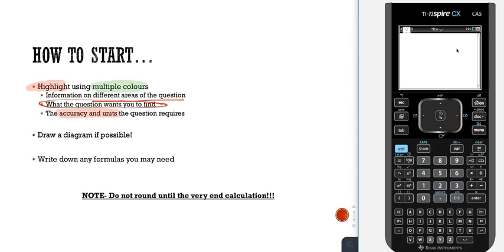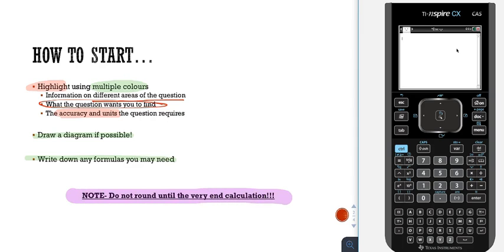You can then also draw a diagram. If possible, draw a diagram to represent the situation. Especially in trigonometry, there's normally a way you can draw a diagram. And after you've drawn a diagram, write down any formulas you may need. So you've drawn a diagram and you've realized you need to use the sine ratio. You would write down the general ratio: sine theta equals opposite over hypotenuse.